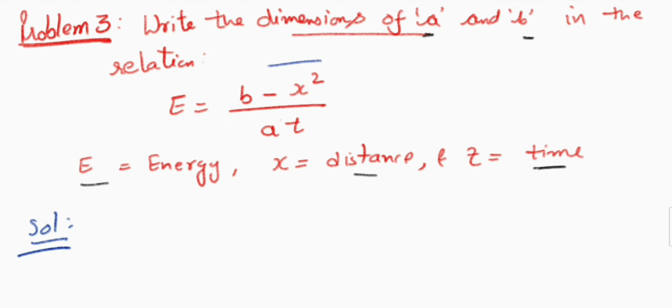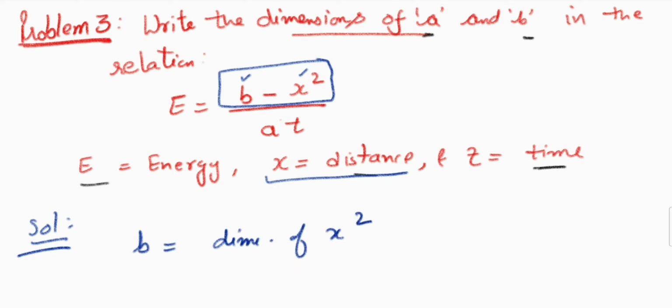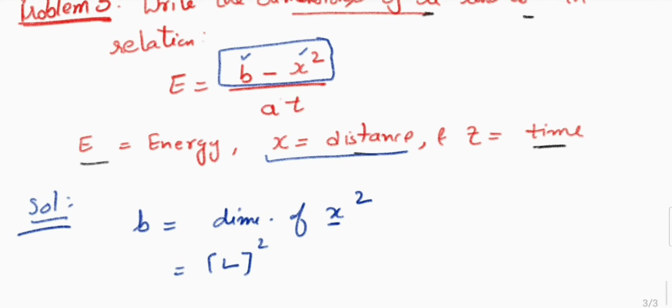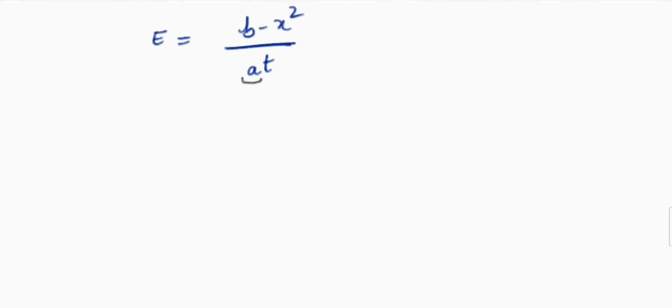So if we see this B minus x squared, we know we always add and subtract the same physical quantities. So it means x squared and B have the same dimensional formula. So this B has the dimensions of x squared. The dimension of x is L, so x squared is L raised to power 2. So the dimensional formula for B is M raised to power 0, L raised to power 2 and T raised to power 0. Now we have to find the dimensions of A.